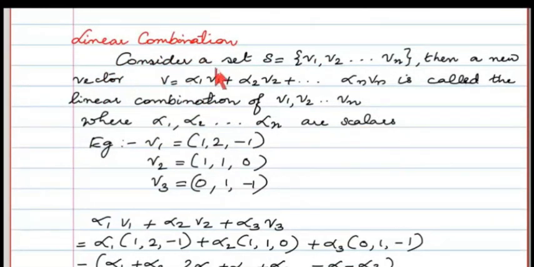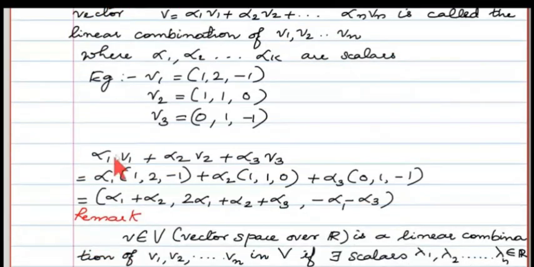Linear combination. Consider a set S equal to {V1, V2, etc. Vn}. Then a new vector V equal to alpha 1 V1 plus alpha 2 V2 plus etc. alpha n Vn is called a linear combination of vectors V1, V2, etc. Vn, where alpha 1, alpha 2, etc. alpha n are scalars. So consider three vectors: V1 equal to (1, 2, minus 1), V2 equal to (1, 1, 0), V3 equal to (0, 1, minus 1).